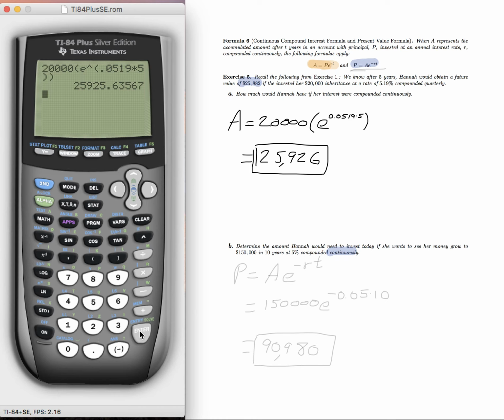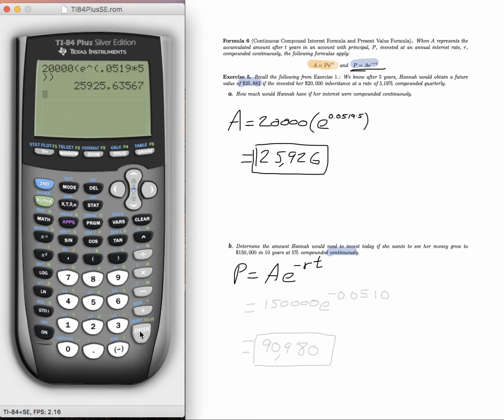So that means that we're dealing with the second of those two formulas. The future value formula is not the one we want, the present value. Alright, so we know P is equal to A e to the negative RT. Notice that negative showing up again.